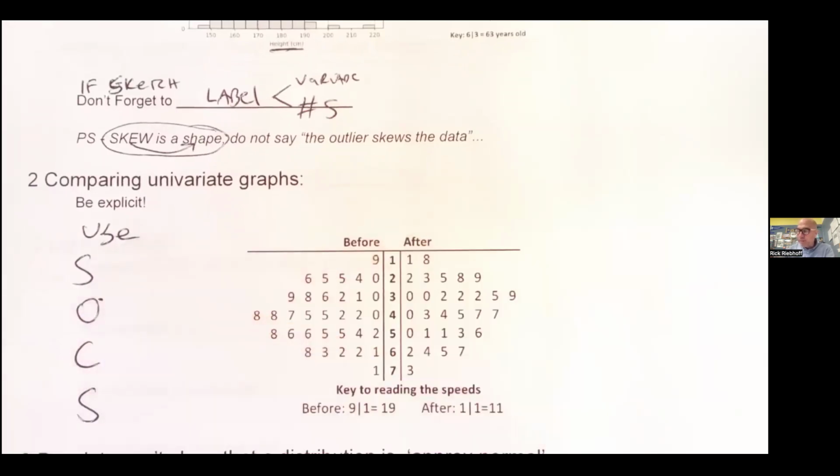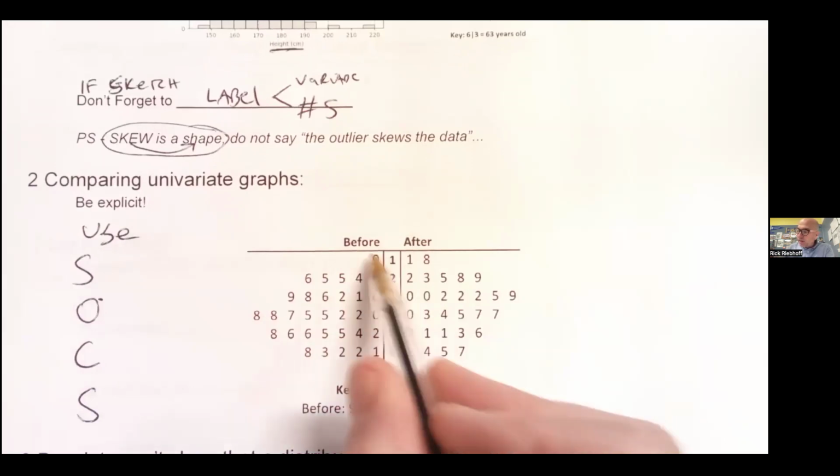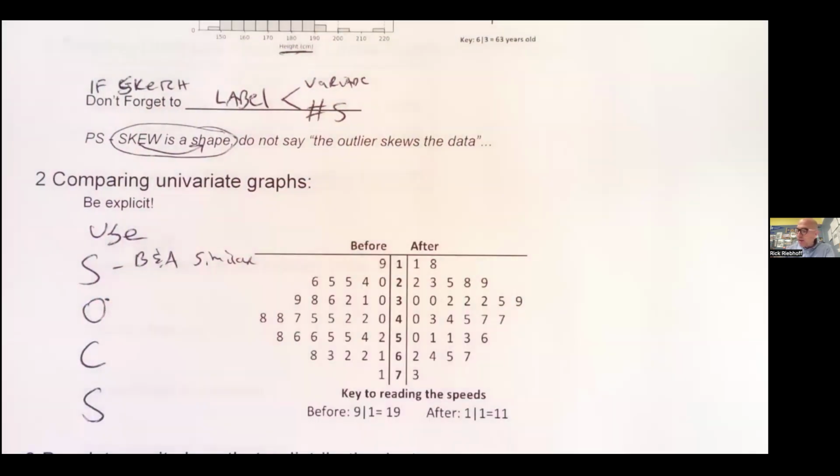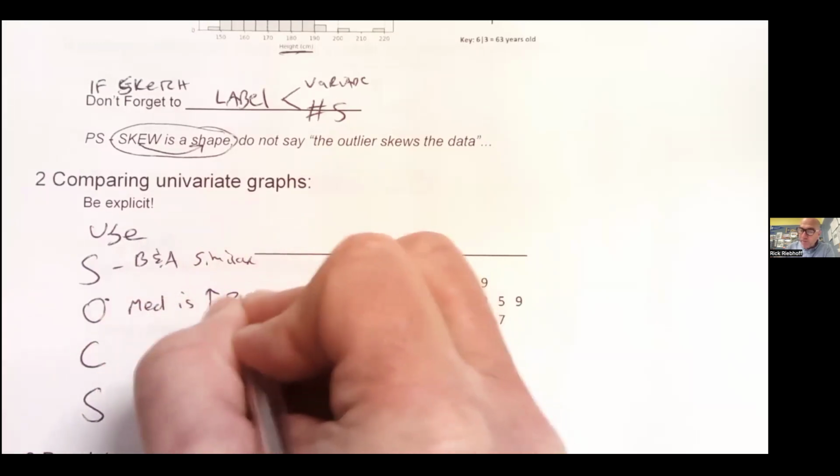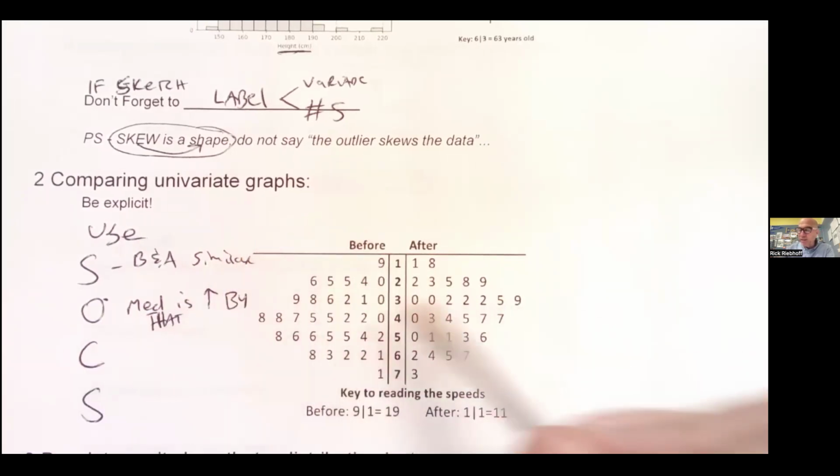So let's say I'm talking about spread. Spread looks fairly similar. So it's similar. Before and after are similar. Or I might say outliers. Let's go center here. Maybe the mean or the median for before is higher than after. So I would say that median is higher for before than after, right? I am explicitly comparing. I would not just list the SOCS for this and list the SOCS for this. I want to compare the shapes. I want to compare outliers. I want to compare all of those things. Okie dokies? All right.